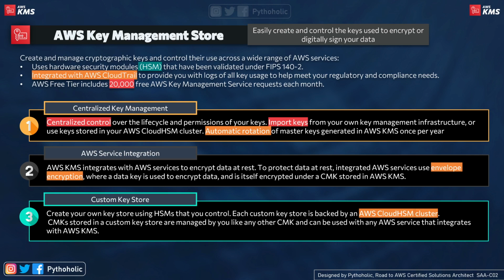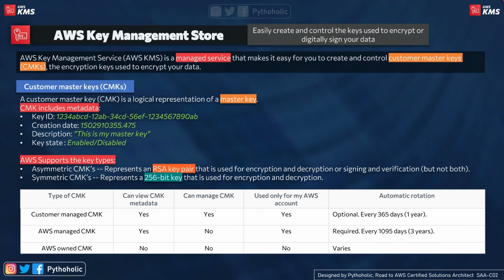I know you might be thinking, he's talking a lot about CMK, but what exactly is it? So let's go ahead and check that out. As per the definition, AWS Key Management Service, or AWS KMS, is a managed service that makes it easy for you to create and control customer master keys, and in turn the encryption keys that are used to encrypt your data. Here I want you to focus on a couple of terms: one is managed service, the second is create and control CMK, and the third is the encryption keys used to encrypt your data.